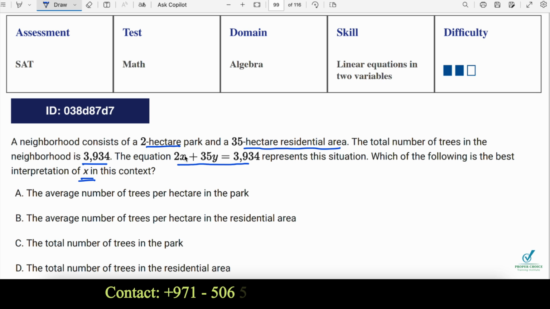They are asking us what this x is representing. As they clearly told, the total number of trees is 3934. So x will be representing the average number of trees at the 2-hectare park, and y will be representing the average number of trees at the 35-hectare residential area. So x is representing the average number of trees at the park. Option A says the average number of trees per hectare in the park. Yes, makes sense. So this is the right answer we go with.